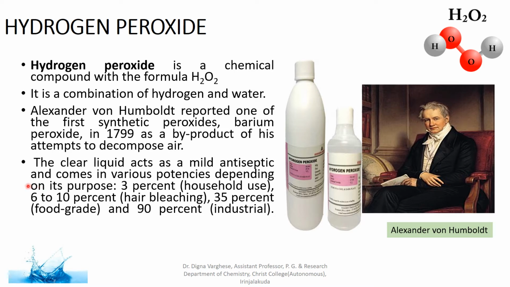The clear liquid acts as a mild antiseptic and comes in various potencies depending on its purposes. 3% hydrogen peroxide is used for household, 6 to 10% for hair bleaching, 35% for food grade and 90% for industrial purposes. So it is an important chemical that is used everywhere.